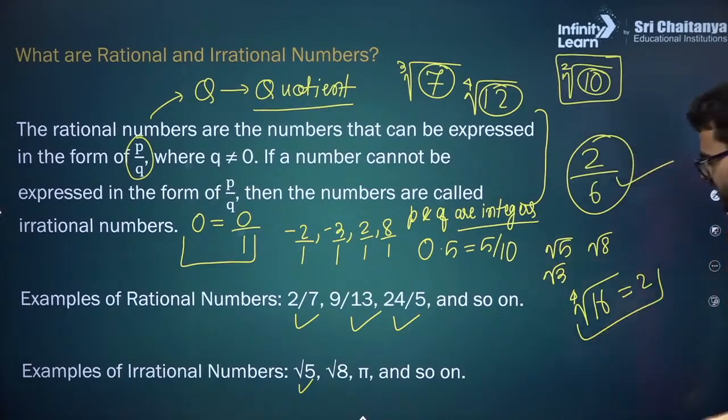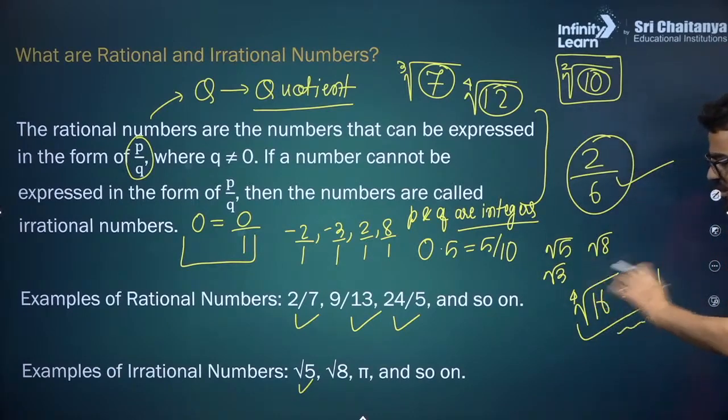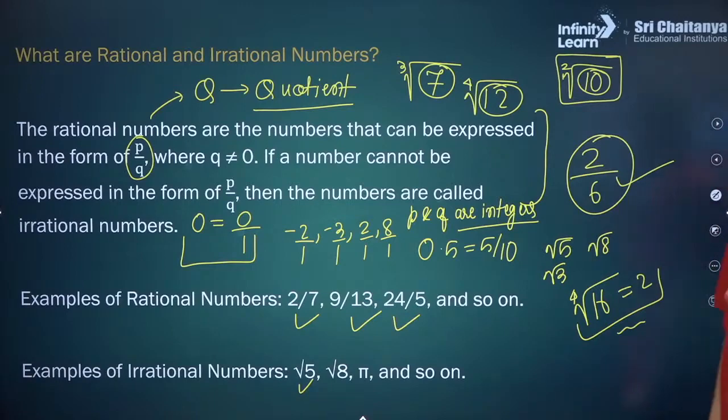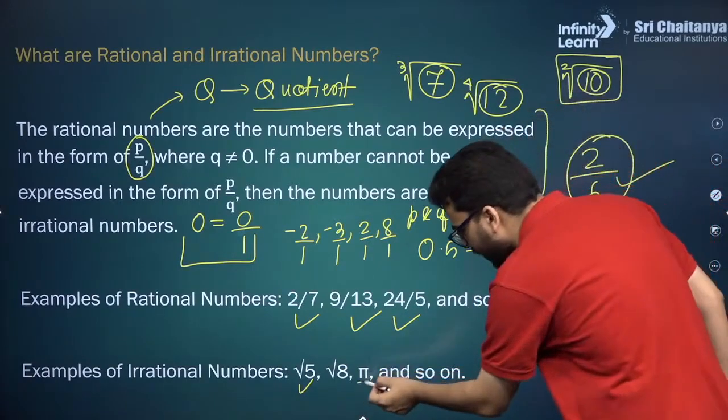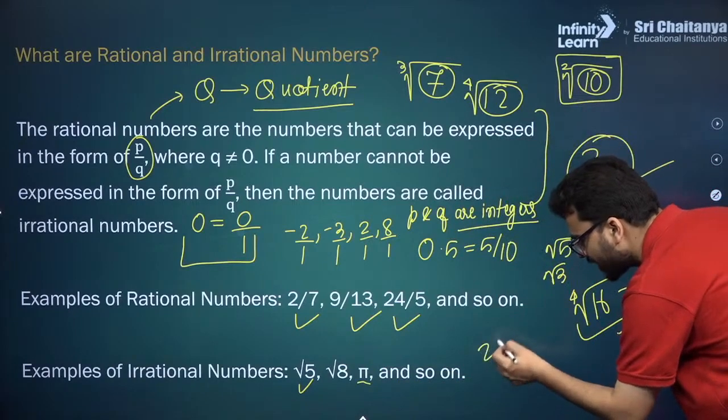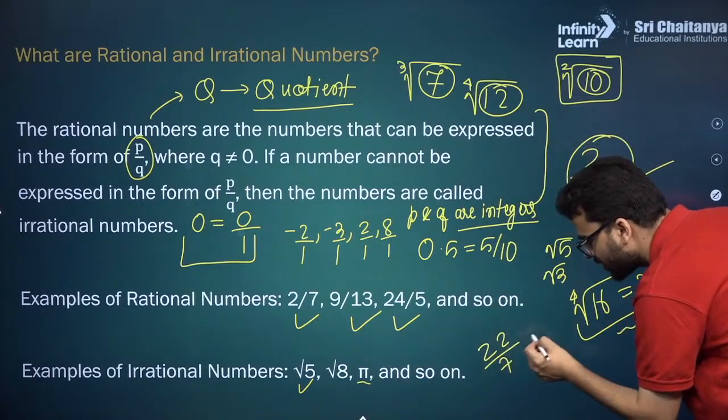Although there are other things, positive, negative over here, but I'm just talking in terms of simple terms over here, right? Now one more thing, pi is an irrational number because pi is not exactly equal to 22 upon 7.